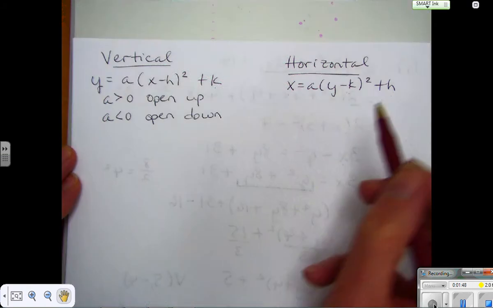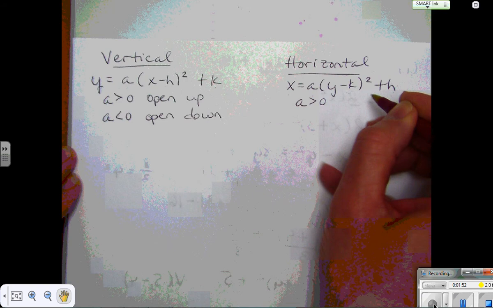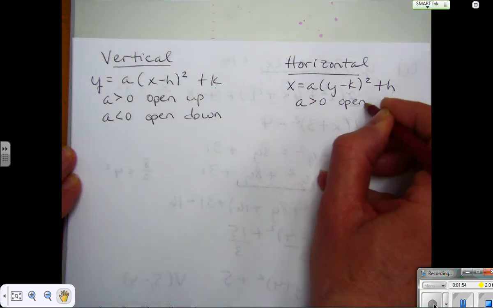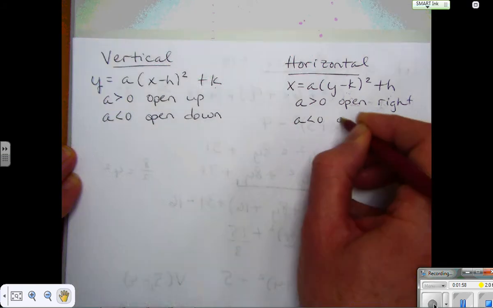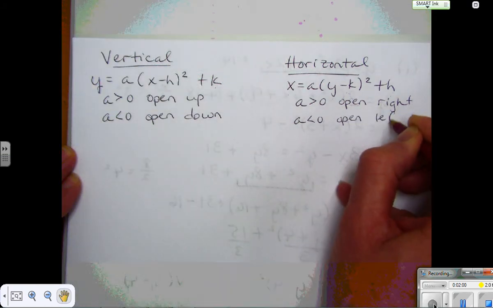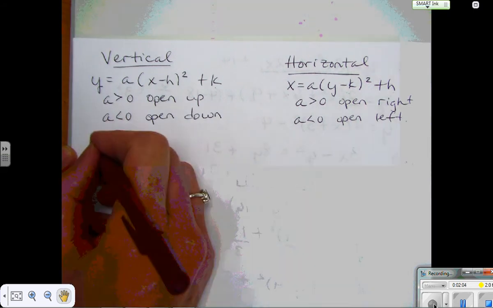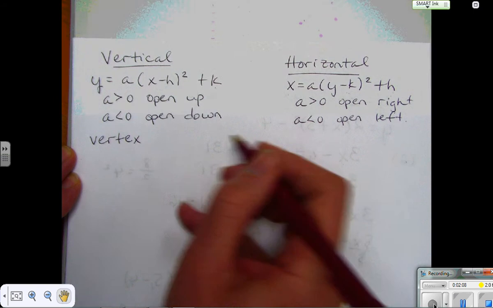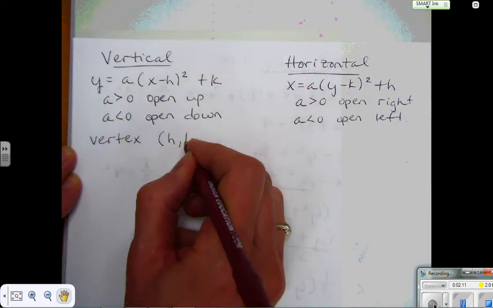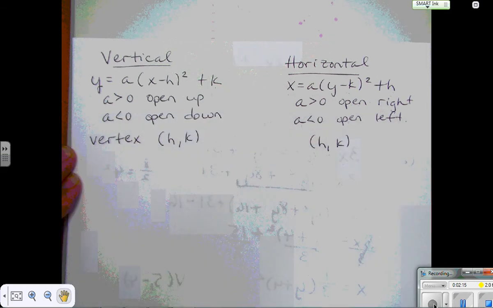So this one opens horizontally. If a is a positive value, it's going to open to the right. If a is a negative value, it's going to open to the left. You do have a vertex on both of these, and that's one thing that isn't different. The vertex is going to be (h, k) in that order, whether it's horizontal or vertical.